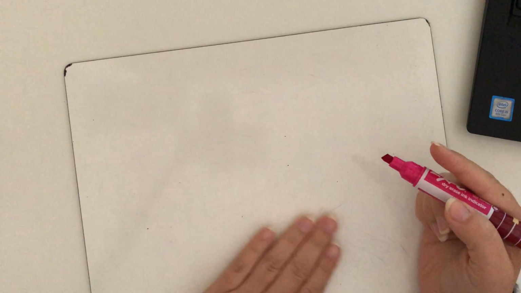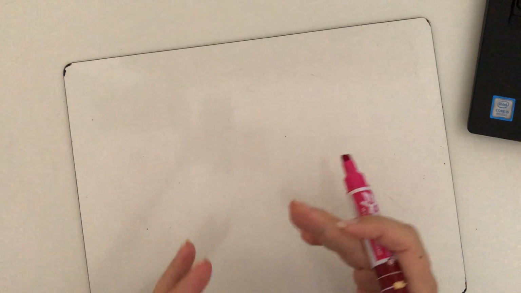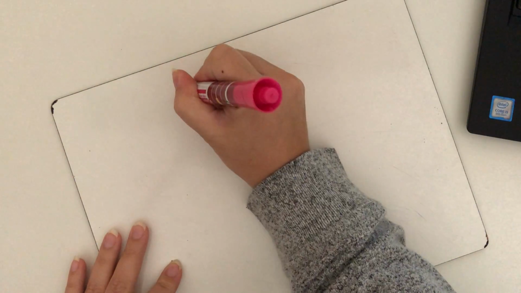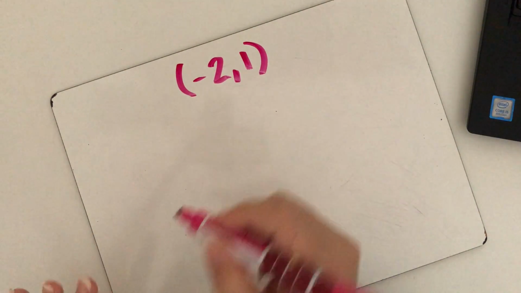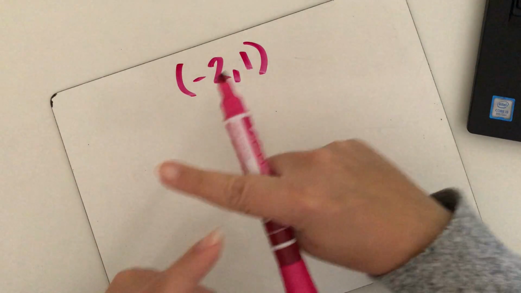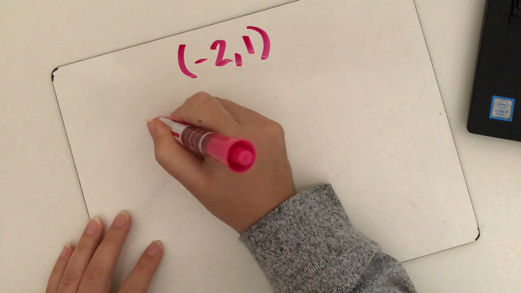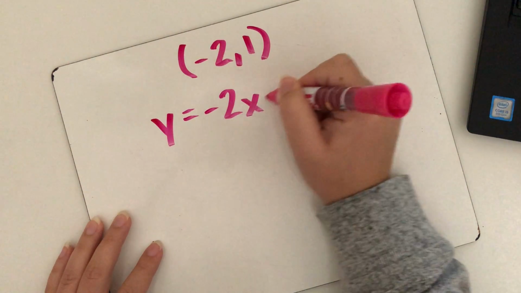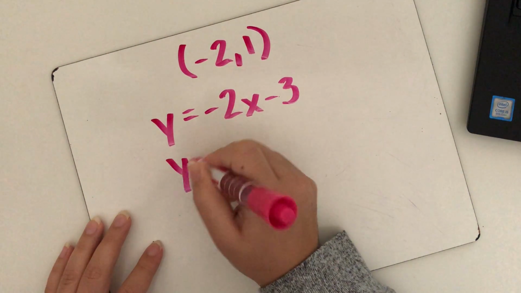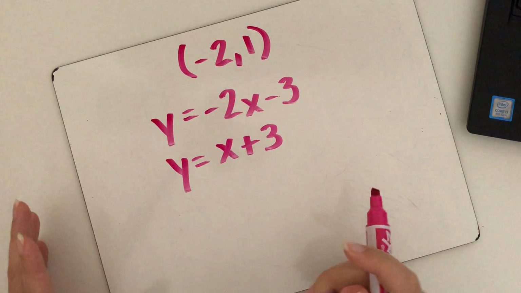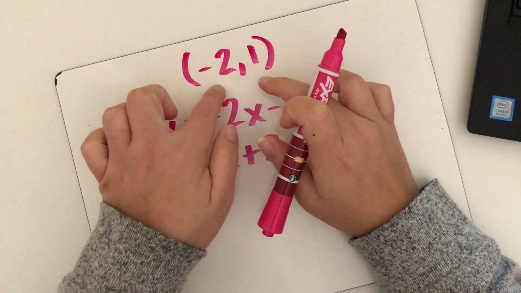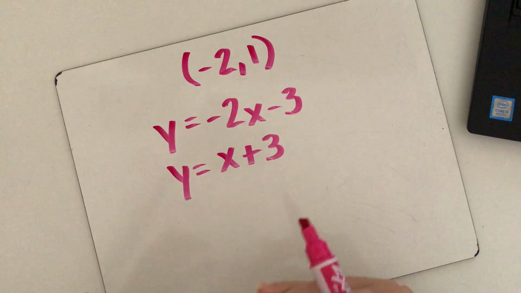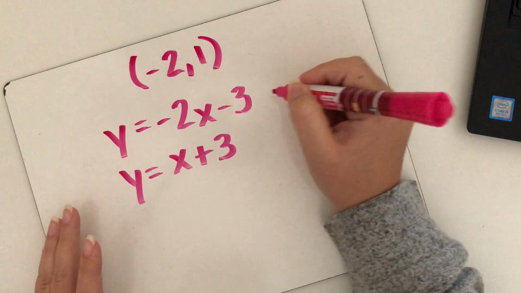Okay, so the first part was making sure that we could tell if an ordered pair was a solution of a system, okay? So let's say that I gave you this coordinate point, -2, 1. And I wanted to know if it was the solution point, the point at which the two lines cross, of this system. It's y equals -2x minus 3, and y equals x plus 3. So again, what does it mean if a coordinate point is the solution of the system? That means that if I plug this x and y value into these two equations, both of them are going to come out true. So let's go ahead and test that theory.